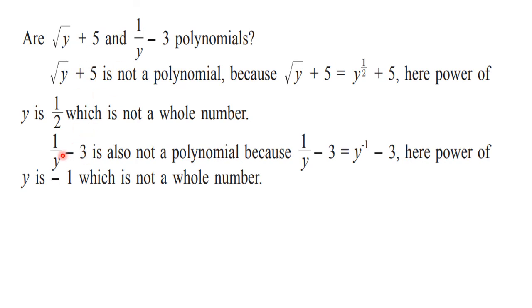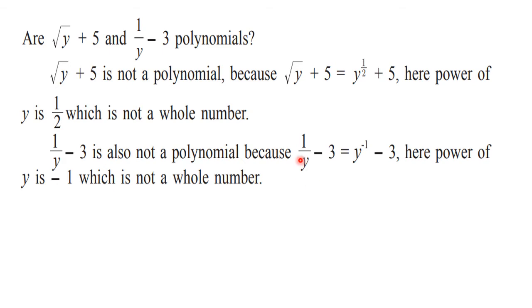Similarly, for 1 upon y, we can write 1 upon y as y raised to minus 1. According to the laws of indices, you know that when we change the sign of the index, if it is in the denominator we take it to the numerator, and if it is in the numerator we take it to the denominator. So when we take this y in the numerator, this power 1 is going to become minus 1. So again minus 1 is not a whole number. That is why this is also not a polynomial.